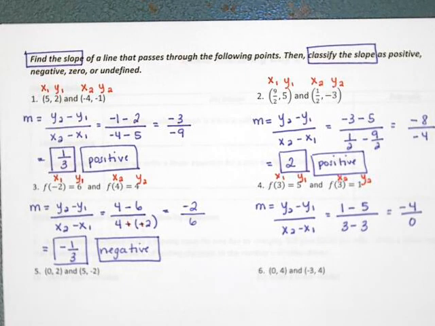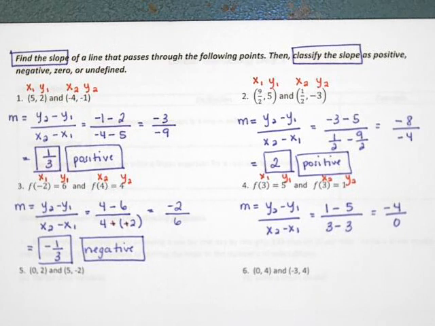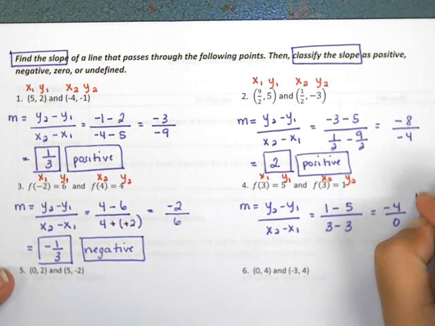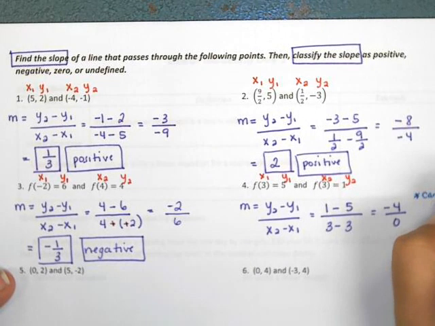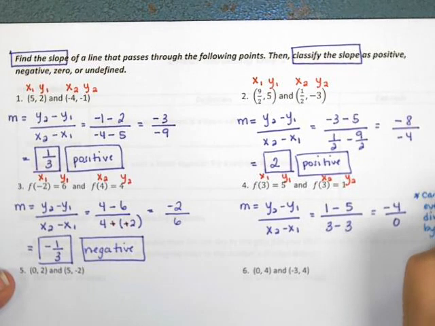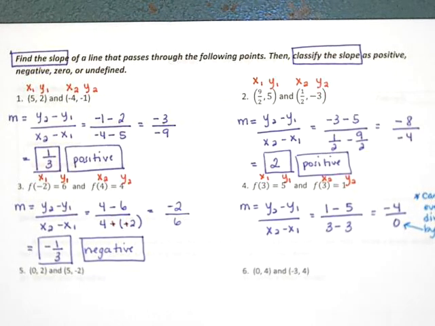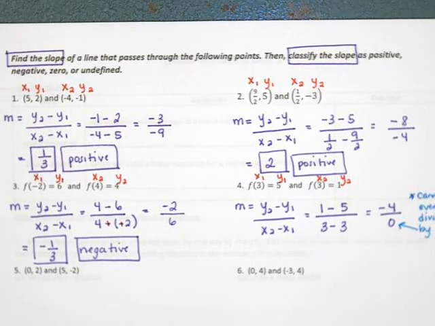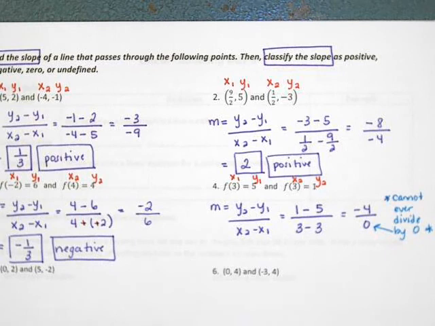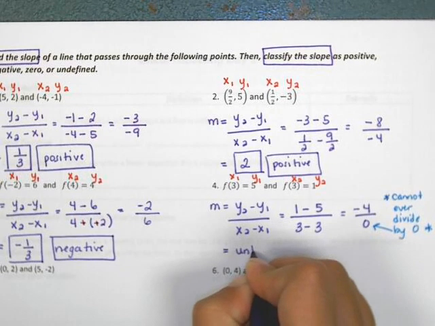Now, if you try to type in on your calculator negative 4 divided by 0, your calculator is going to say the word error. Because in math, you cannot ever divide by 0. Your 0 can never be in the denominator. So when you get error like that, when you try to simplify this and it doesn't work because you can't divide by 0, your answer here would be undefined.